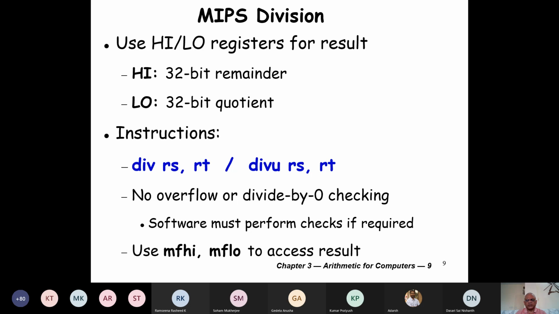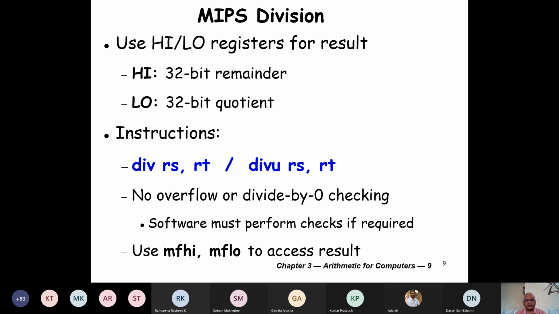But what is the instruction in MIPS assembly language to do division? We never did division in our assembly program. Okay, here also we need two registers which are implicit, the high register and the low register. Both are 32-bit. The high will store the remainder and the low will store the quotient.